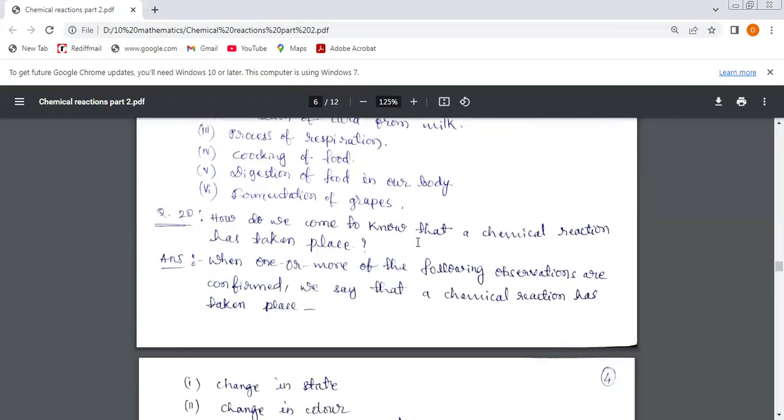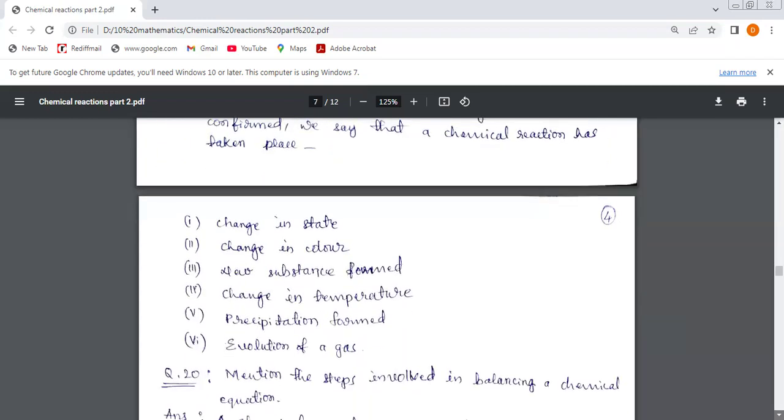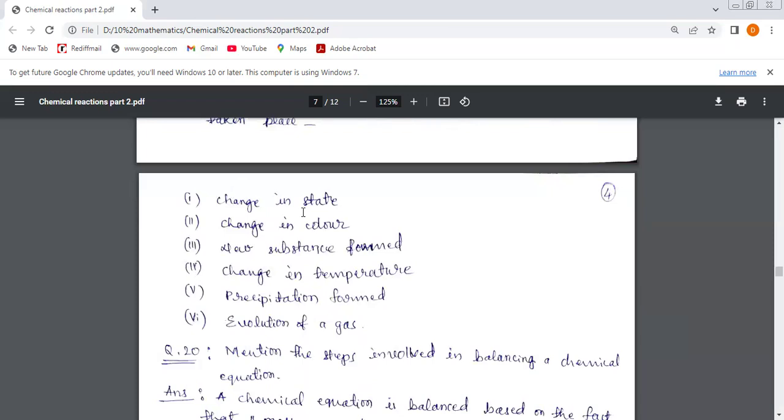How do we come to know that a chemical reaction has taken place? This is the question. When one or more of the following observations are confirmed, we say that a chemical reaction has taken place. We should look at whether a change in state has taken place. Change in state means a liquid may convert into a solid, or a solid may convert into a liquid, or a liquid may convert into a vapor. These are the changes in the state of the material or chemical. So we have to check it.